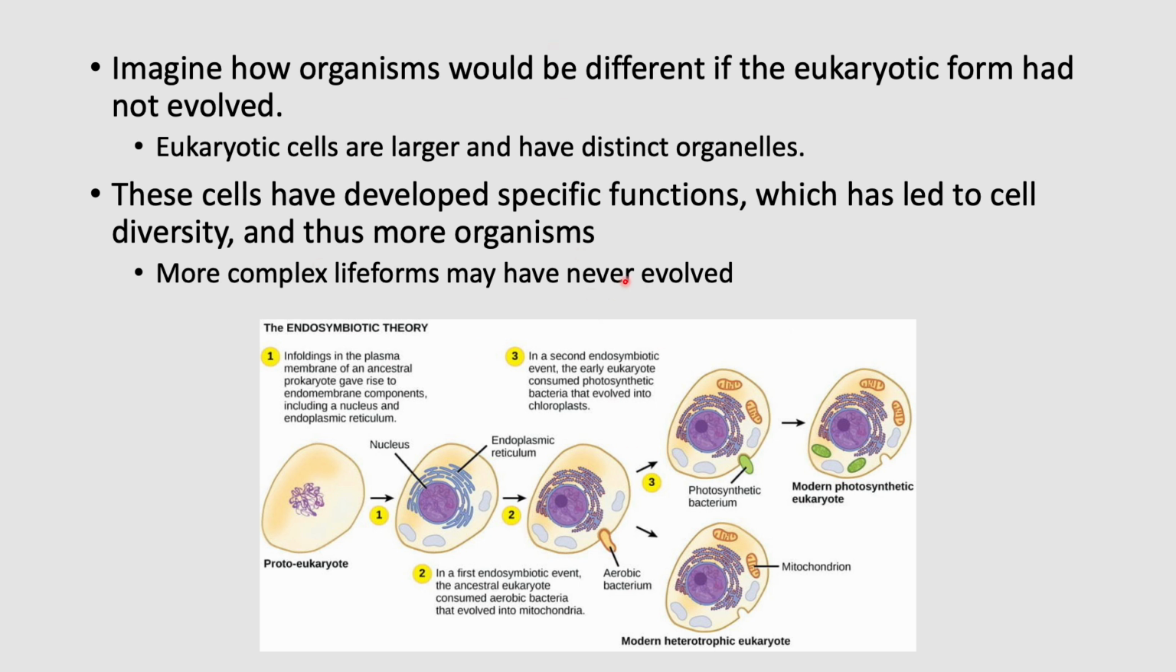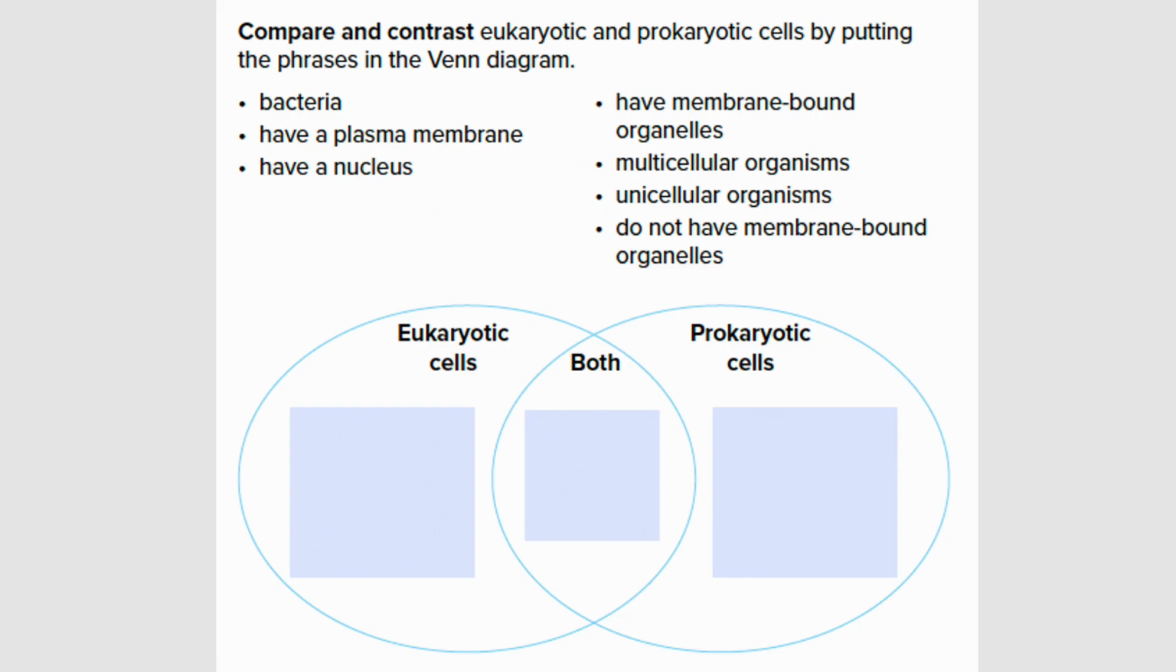So if we begin to take a look here, let's compare prokaryotic and eukaryotic cells by looking at a Venn diagram. So let's start with bacteria. Now, bacteria are very simple and not very complex, so they fall under the prokaryotic cell. The next one, which is plasma membrane, remember, all cells contain a plasma membrane, whether it's prokaryotic or eukaryotic.